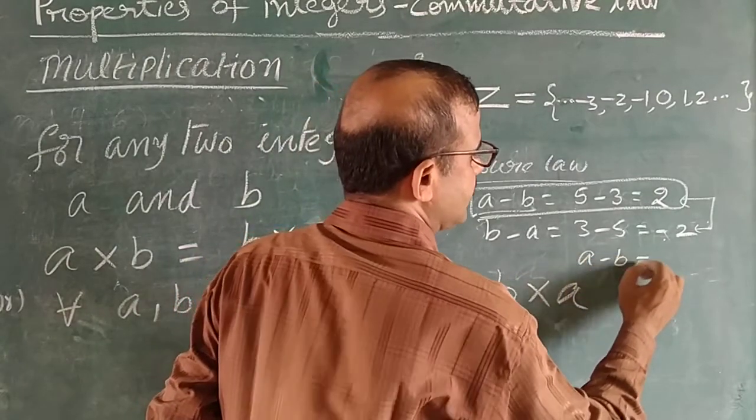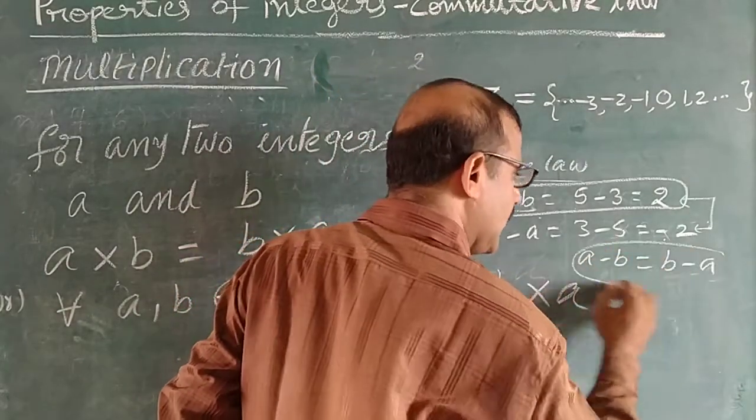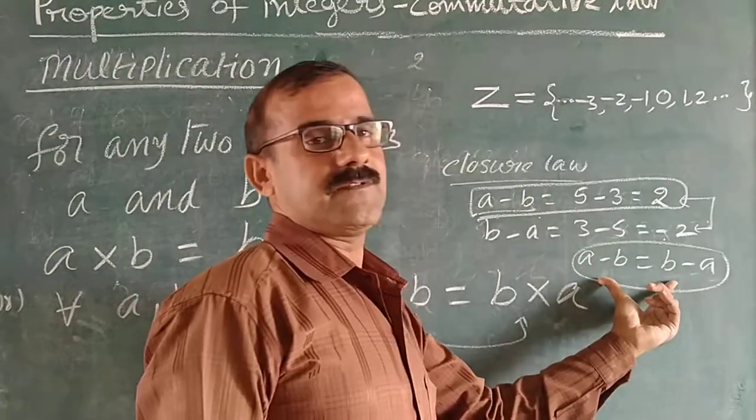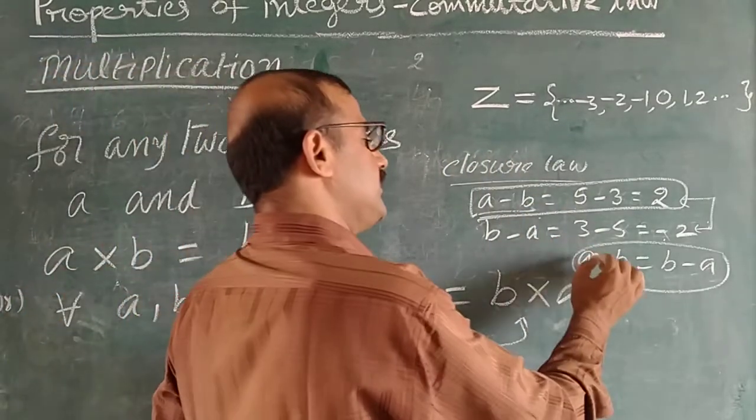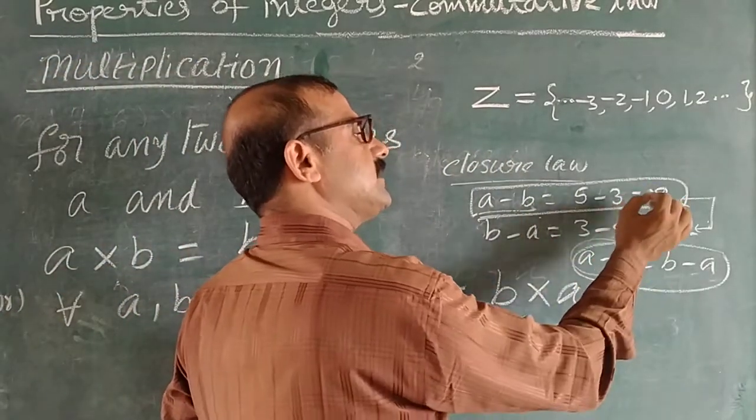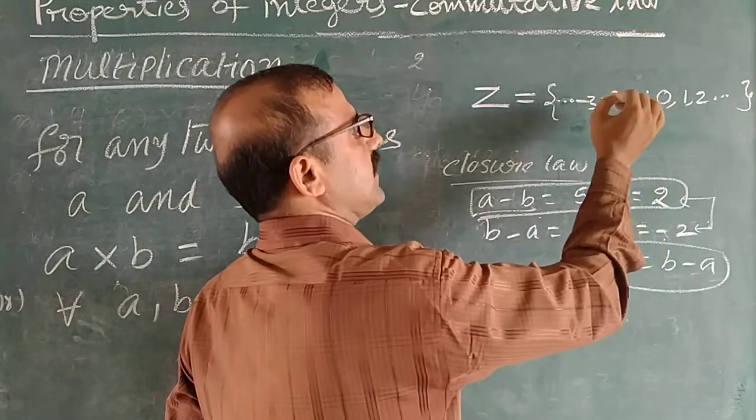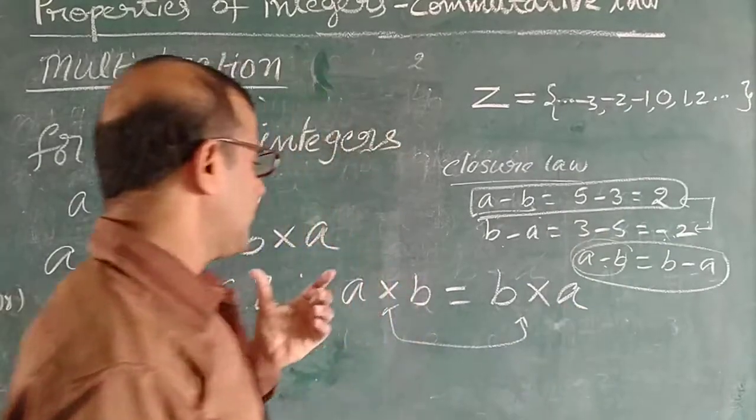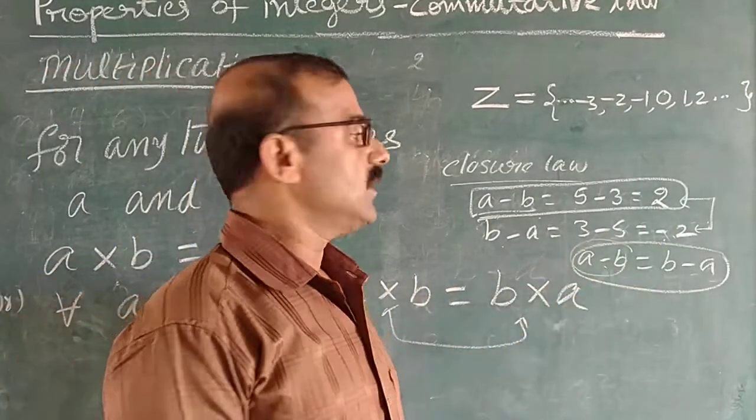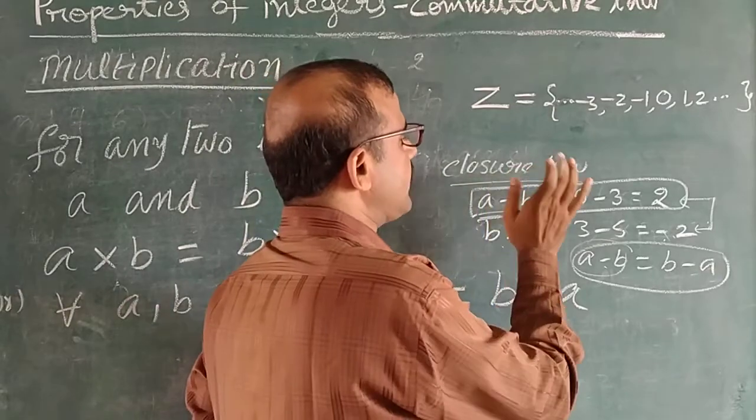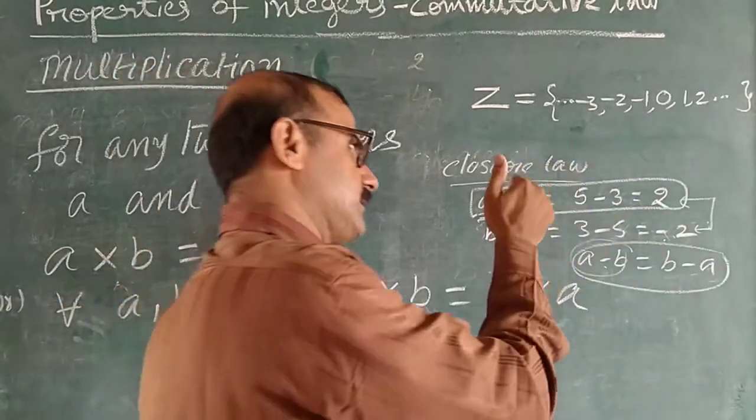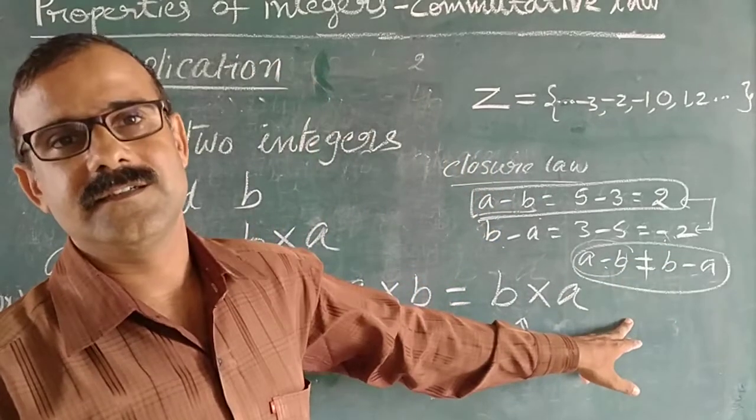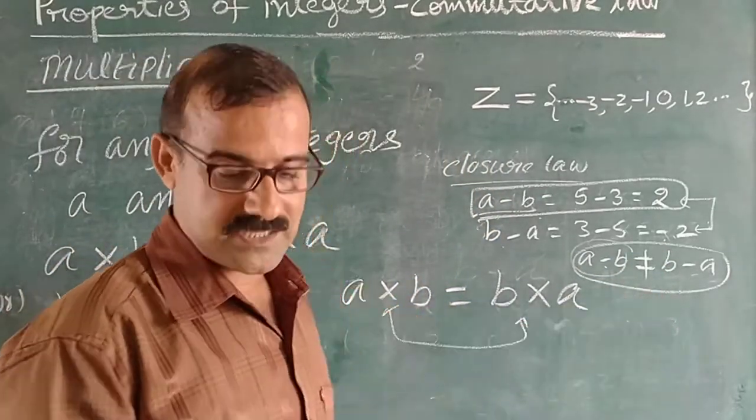According to commutative law, comparison is important. Means A minus B equals B minus A only, that is possible. Otherwise not possible. So for commutative law they must be equal. But in closure law, we do individual checking only: we check whether A minus B is in the set of integers or not, and whether B minus A is also in the set of integers or not. But in commutative law, that is not possible. So only closure law is satisfied for integers with respect to subtraction, but commutative law is not satisfied for integers with respect to subtraction.